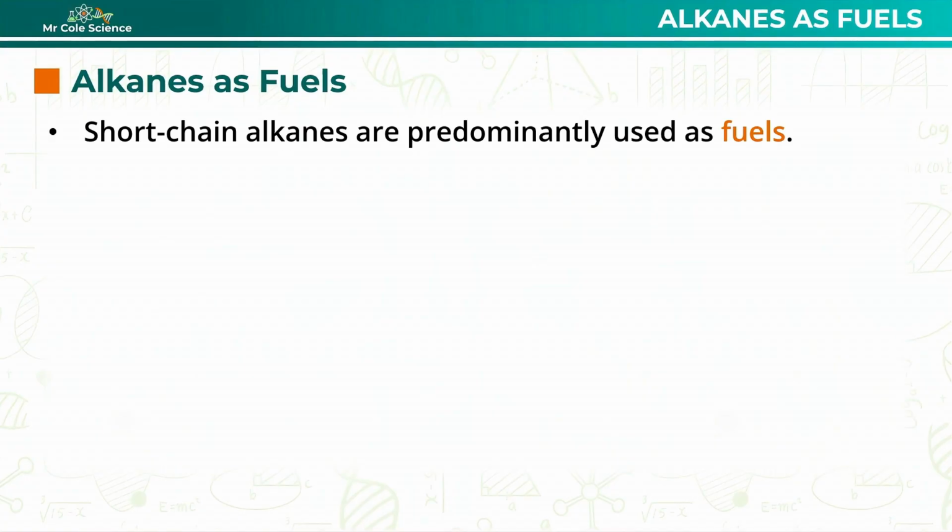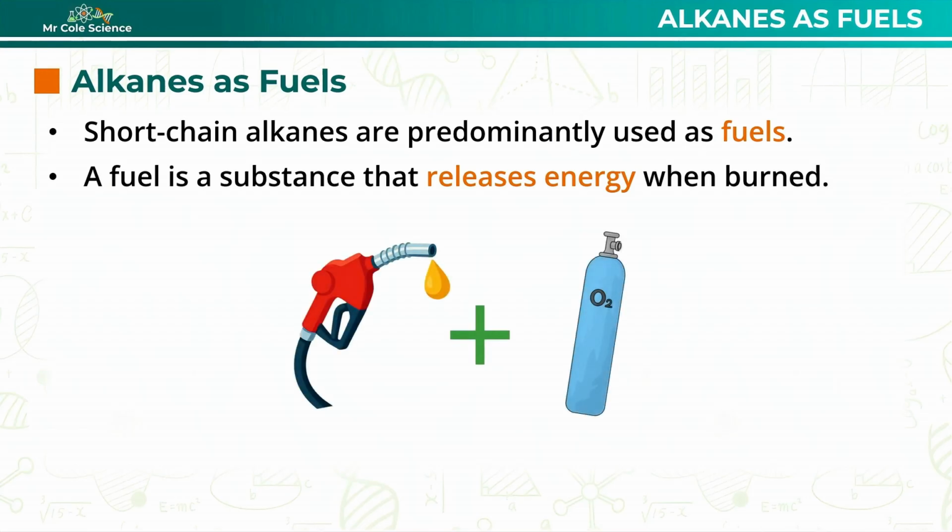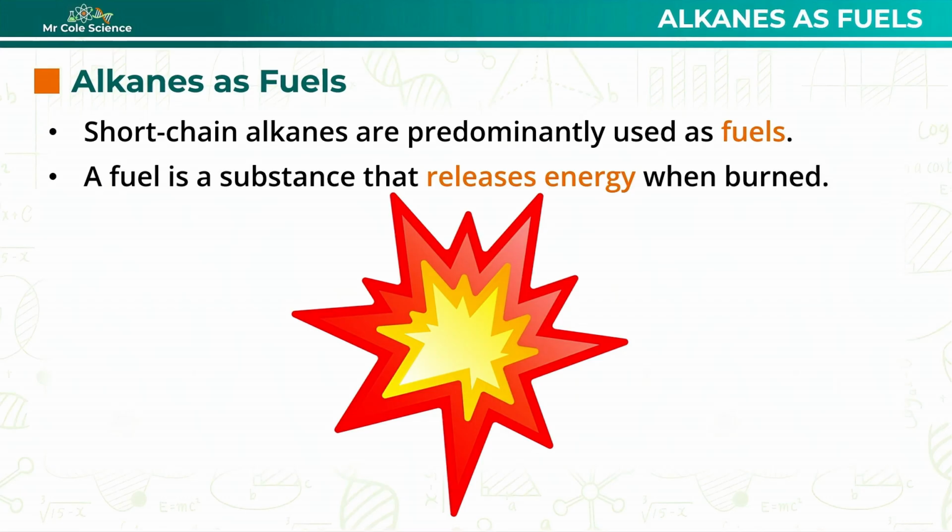Many of the short-chain alkanes we use every day are actually used as fuels. Natural gas heats our homes, petrol and diesel power our cars, and kerosene is used as jet fuel. But what do we actually mean when we say something is a fuel? Well, a fuel is a substance that releases energy when it is burnt. When a fuel undergoes combustion, it reacts with oxygen in the air. This reaction releases energy, usually as heat energy, which we can then use.